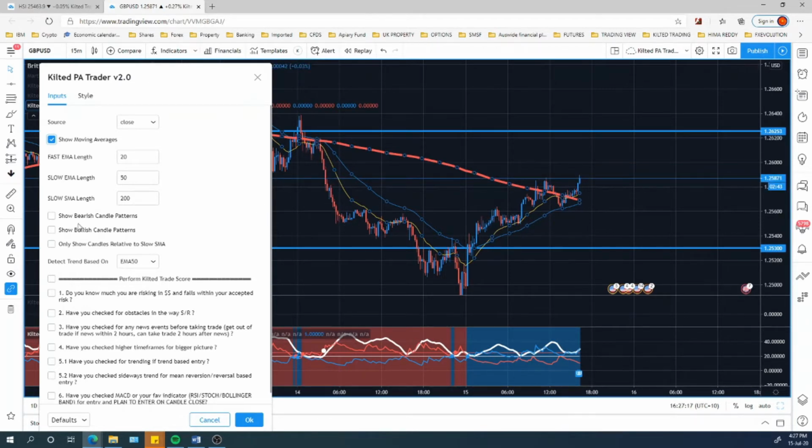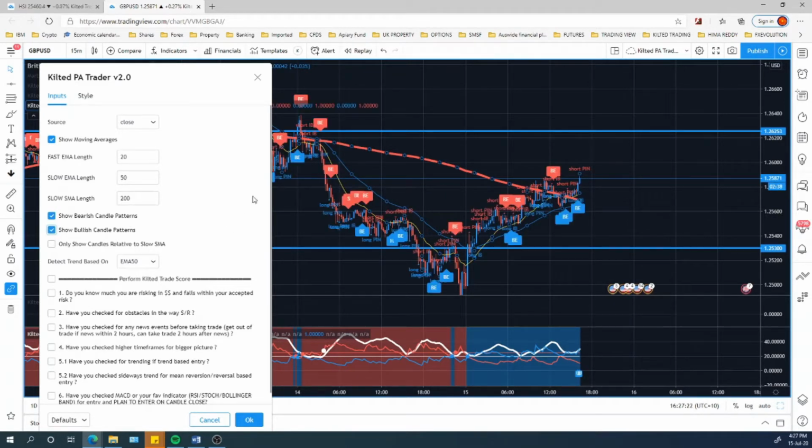So let's show some of the candles. We won't show these, but this is a good illustration. We've got some price action here, and we've got a bearish engulfing, which could have got us into the market here, triggered us in.